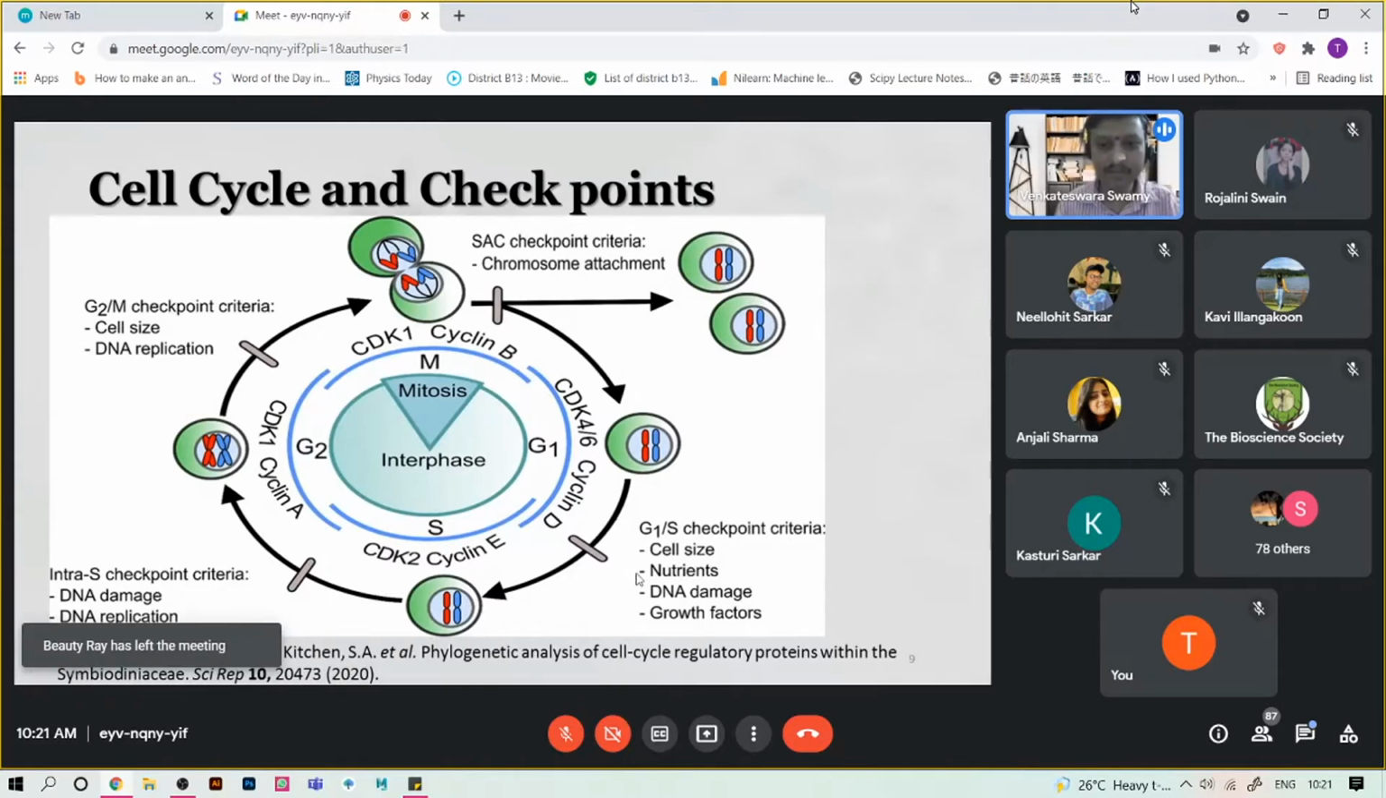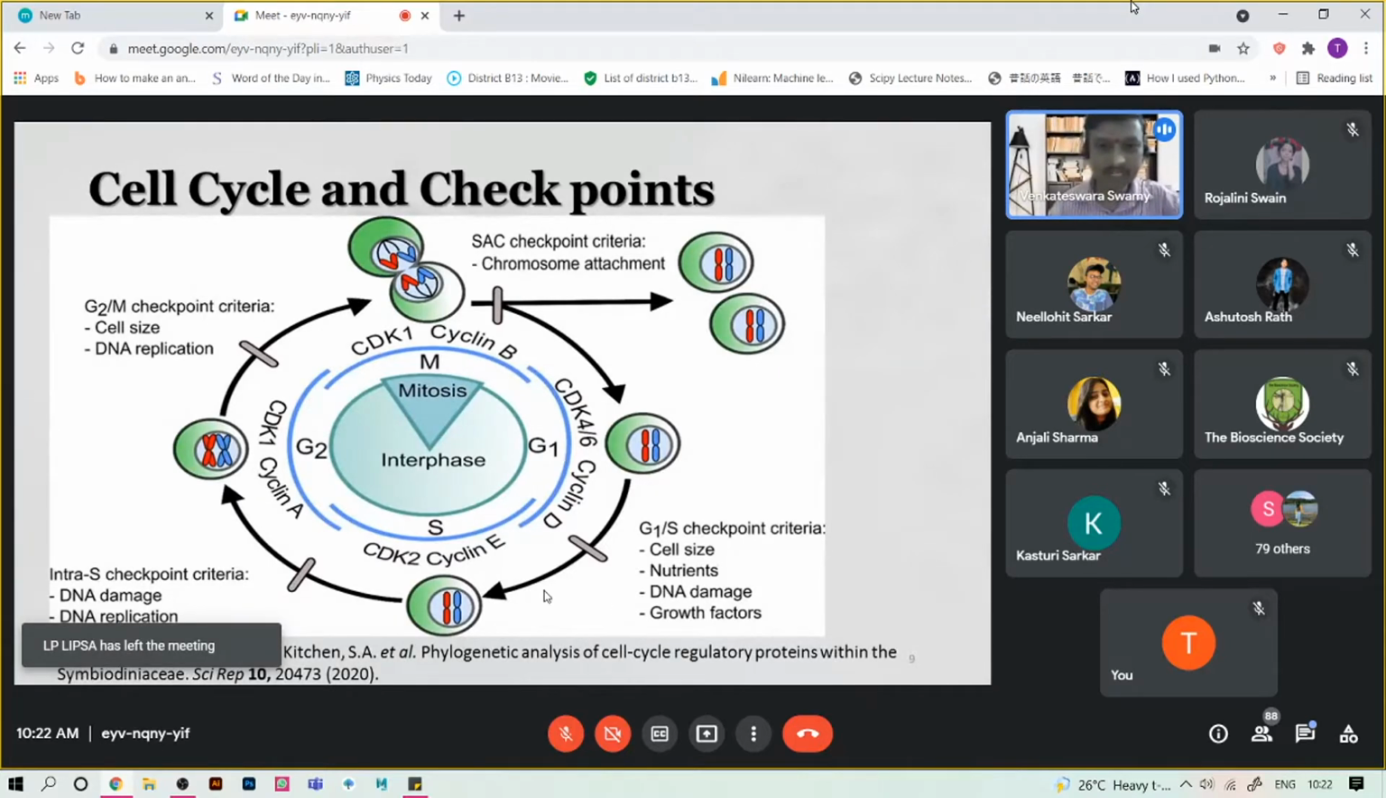What it will do is find out whether the cell size is sufficient, whether it has sufficient nutrients, whether there is any DNA damage, and whether growth factors are available to go ahead to the next phase. If there is any problem in this phase, then it won't go. But in case the cell cycle fails at this stage, then obviously the cell will initiate its synthesis and go ahead with further cell division. So in case of cancer, if this phase fails, then obviously we can see rapid proliferation of these cells, which may convert into cancer cells.